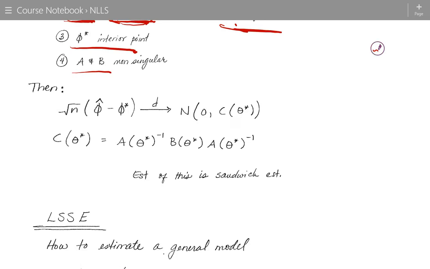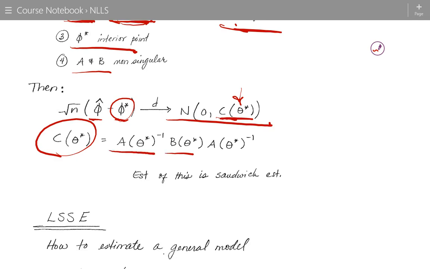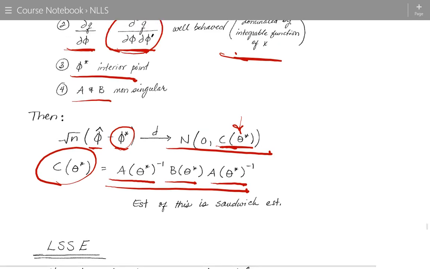Then theta hat minus theta star, which is the true value that makes the model closest to the actual model, converges to a normal with mean zero and a certain variance that is a function of theta star, and that function is A of theta star inverse, B, A of theta star inverse. This is our sandwich estimator that we've seen before.